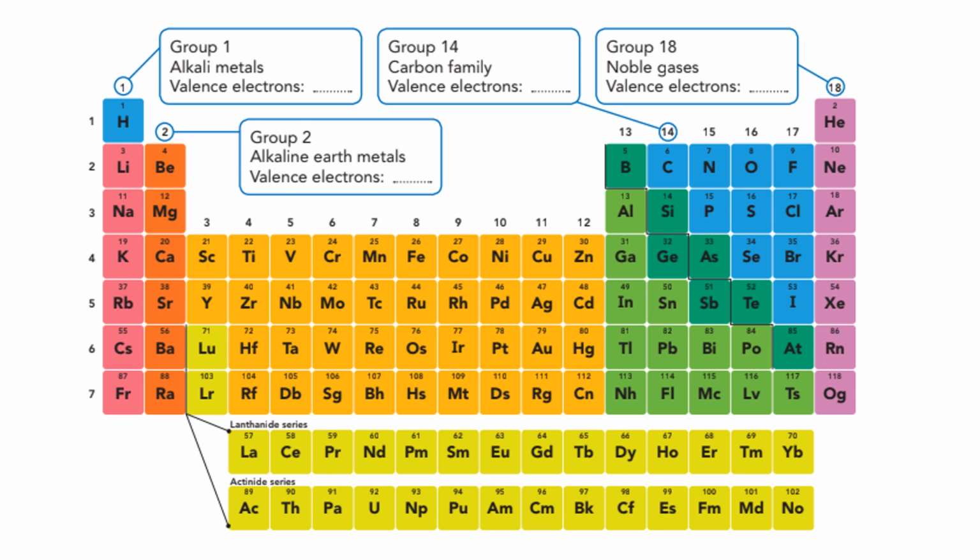All right, so here we are going to look at our groups and write how many valence electrons there are. So group 1, alkali metals, there is 1 valence electron. Group 2, alkaline earth metals, has 2 valence electrons. Group 14, the carbon family, has 4 valence electrons. Group 18, the noble gases, has 8 valence electrons.